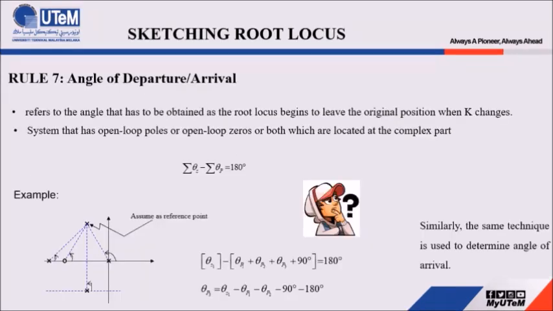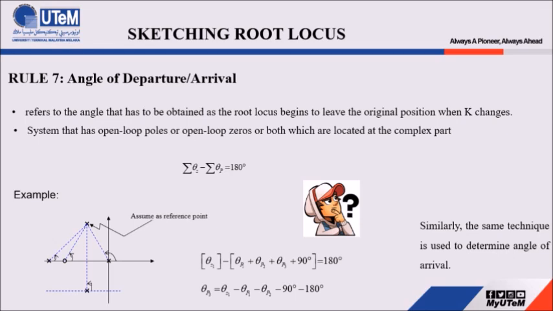Okay, next we go to rule number 7 about the angle of departure or angle of arrival. This angle should be considered for a system that has open loop poles or open loop zeros or both, which are located at the complex path. That means when we have poles or zeros at the complex path, we have to apply rule number 7.